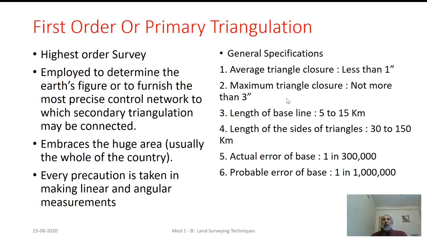Even the maximum triangular closure should not be more than 3 seconds. Here the baseline has to have a length of 5 to 15 kilometers, whereas other sides could be 30 to 150 kilometers. While measuring the base, the permissible error is 1 in 3 lakh. The probable error of the base is expressed as 1 in 100,000.